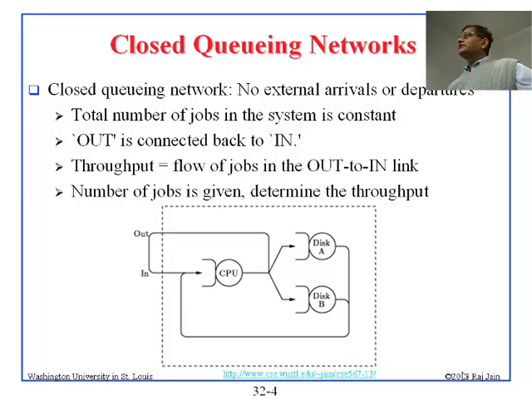So where are the closed systems? Examples of closed systems are batch systems. You submit 15 jobs, 15 jobs are running, and they're just circulating inside for a long time. That would be a closed system. And we'll see more examples. But anyway, the idea of closed and open is that in the open, there is an out link and an in link. But in the closed, the out is connected to the in.